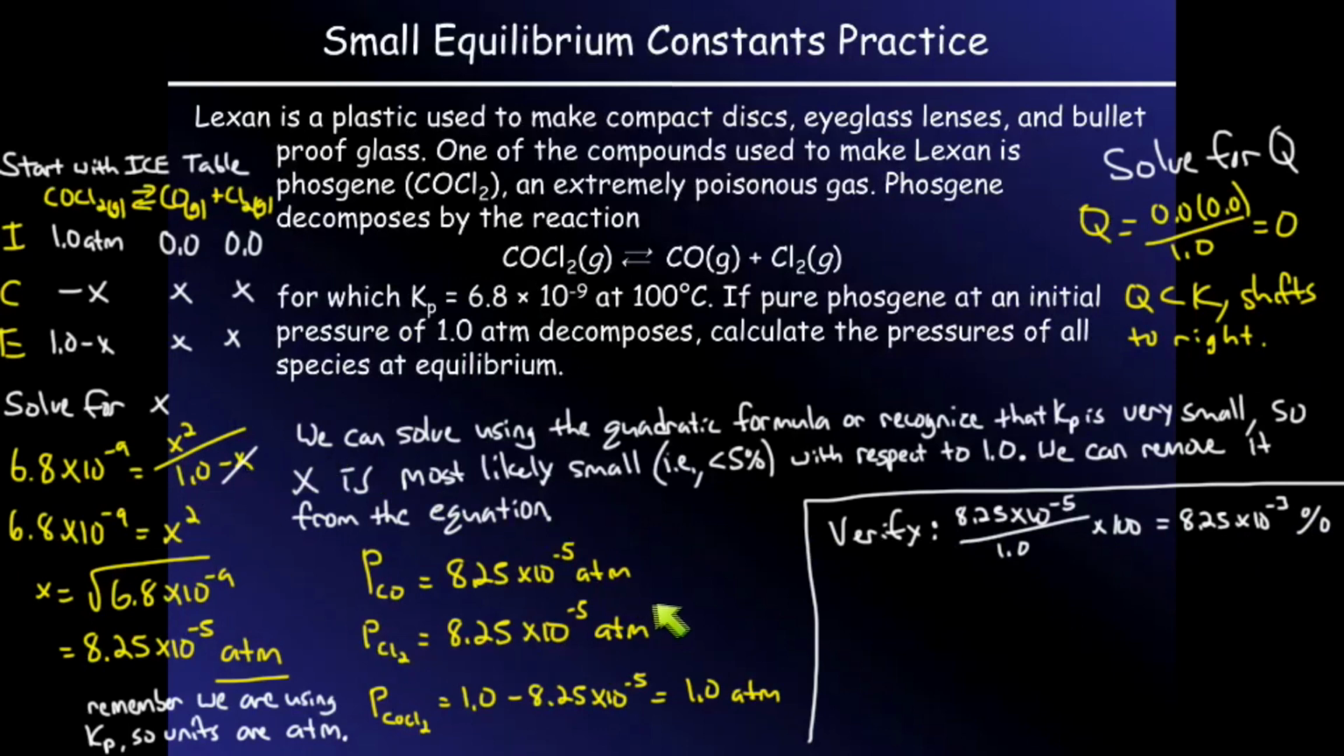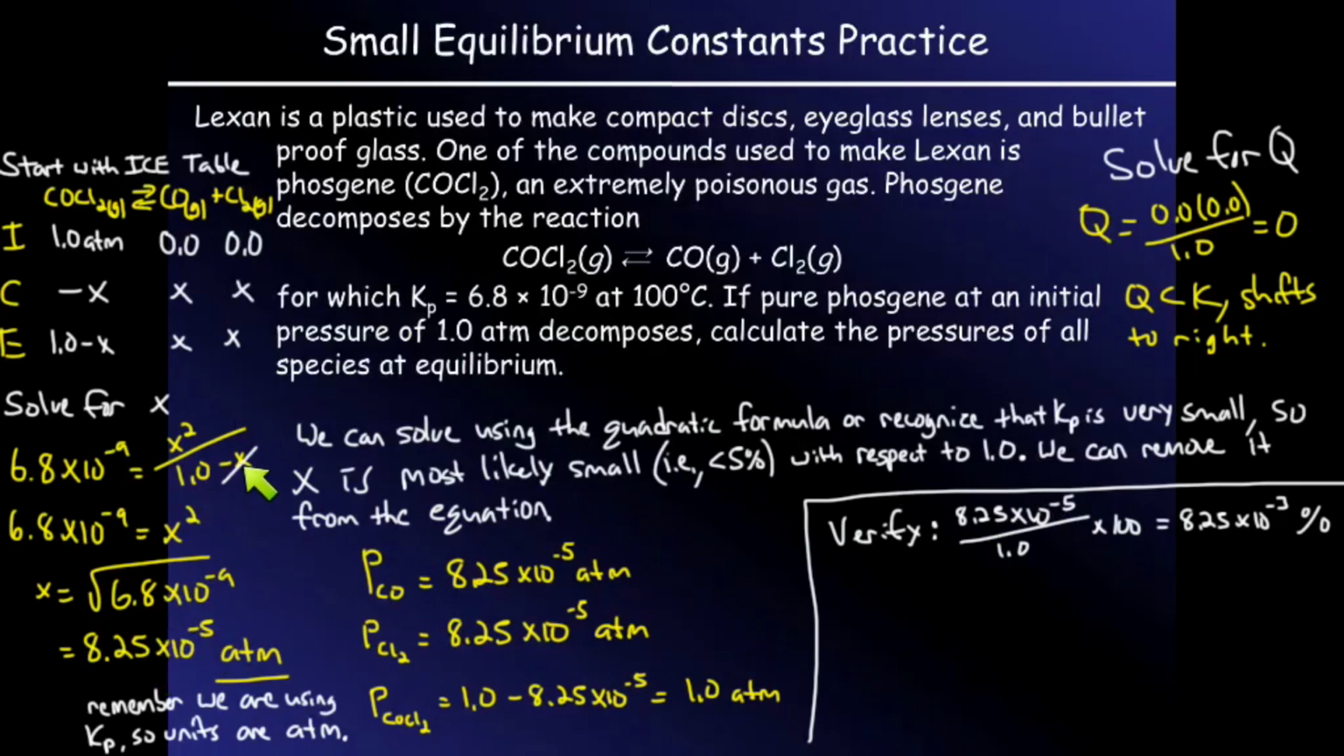If I carried out all this math and then determined that my assumption was not valid, that it was greater than 5%, then no problem. I would just go back, include the x, and carry out the calculation using the quadratic formula. The advantage of making the assumption, doing the math, and then even if you have to go back and redo it, is you already know the approximate x value.